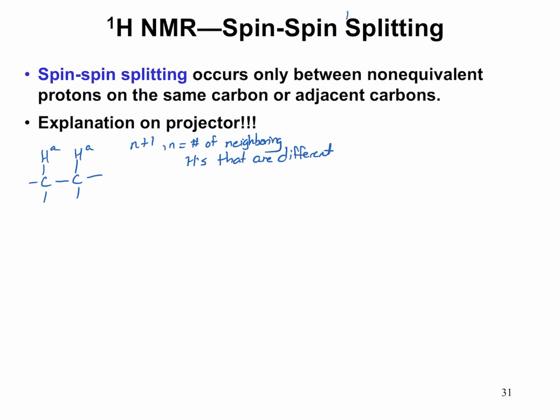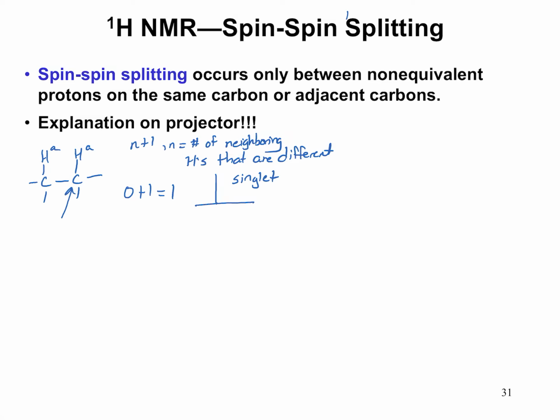Well, it resides on this carbon over here. And so if we look at its immediate neighbor, which is this carbon right here, how many hydrogens are there that are different from HA? None, right? They're both the same. So we would say 0 plus 1 equals 1. This is going to look like a single line, and that single line is what we call a singlet.